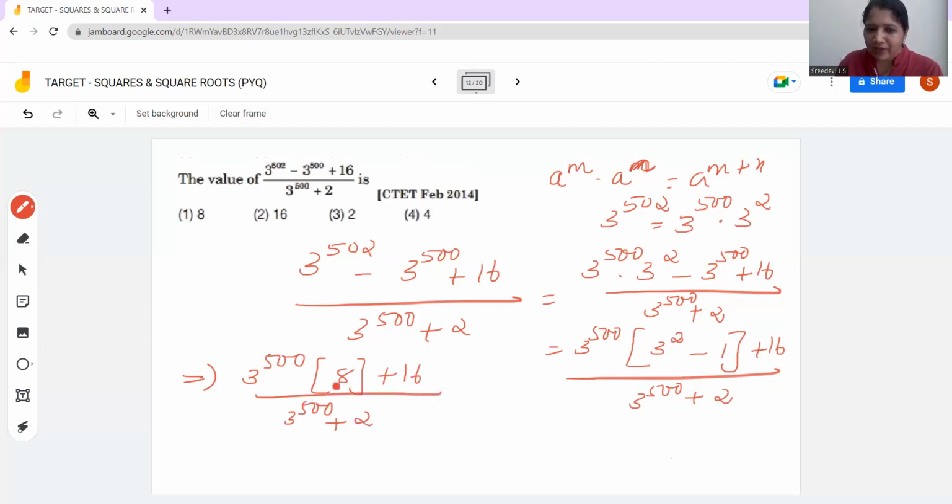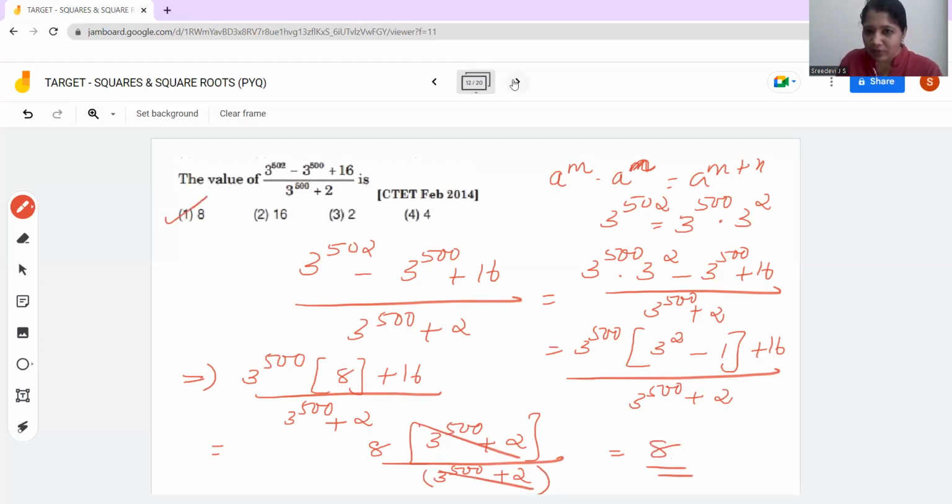So here again, in the first term we have 8 and 16, so I'm going to take 8 outside. Let us write 8 into 3 to the power 500 plus 2 by 3 to the power 500 plus 2 in the denominator. Now see, we can cancel the 3 to the power 500 plus 2. So we'll be getting 8 as the correct answer. So option 1 is the correct one.